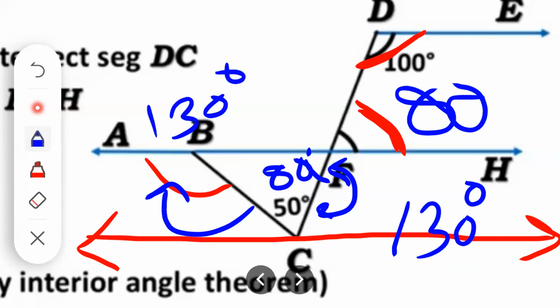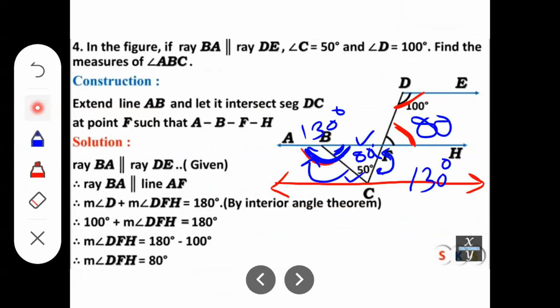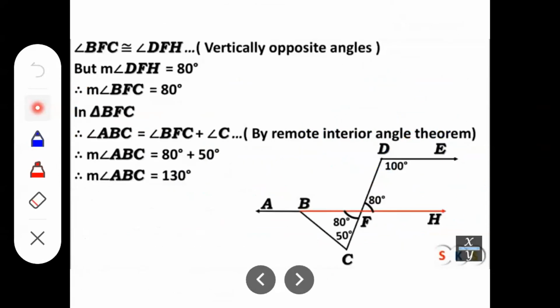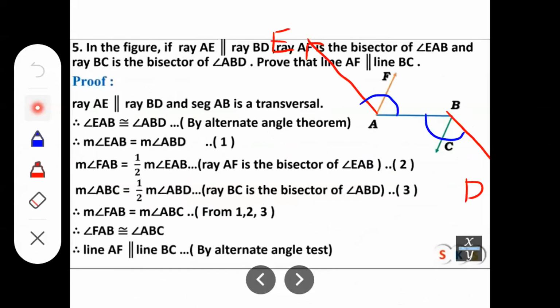Or another very simple way: if this is 80 degrees and that is 50 degrees, you can calculate the rest of the angle and use the linear pair of angles property to find the answer. I have already written the solution, and the value of ABC is 130 degrees. Use that property, or use the linear pair of angles property also. The other example we will see in another class.